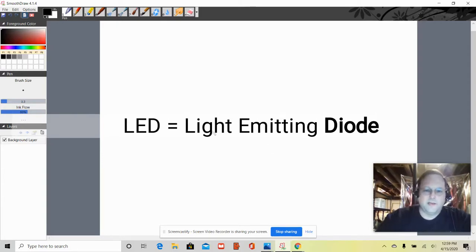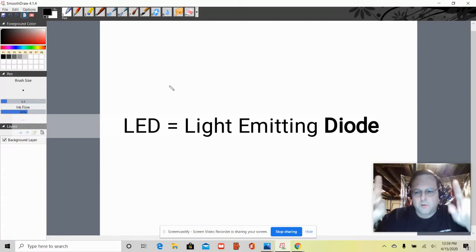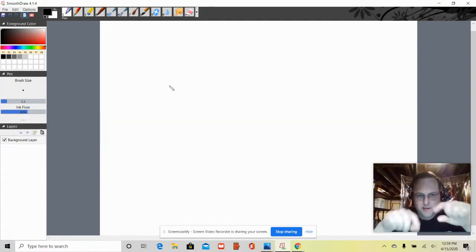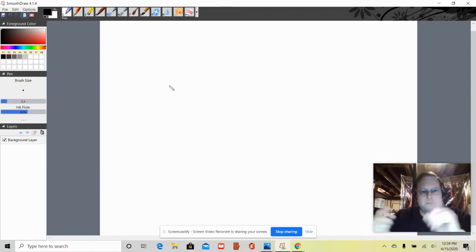So what does an LED or a diode do? Remember when we were doing our light experiment and we used the LEDs, you had to put the LEDs in a certain way because one way the LED would allow electricity or electrons to flow, but when you turn it around, it would not let that flow. That's exactly what a diode does. It's a one-way valve for electricity.